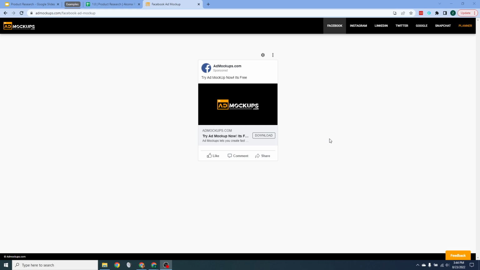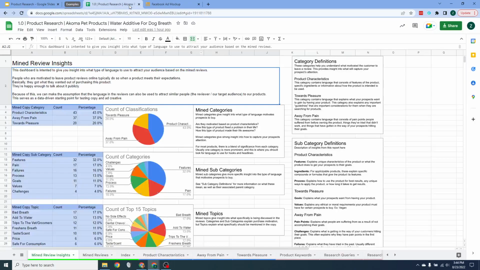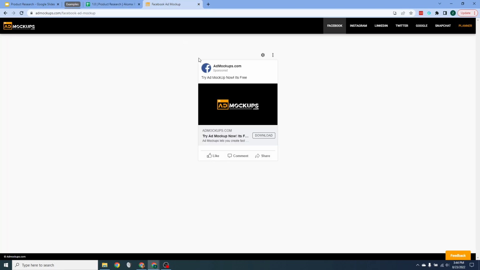So we're gonna start with the product for the dog, the water additive for dog breath, and we're basically gonna use this sheet to come up with some ideas for different ads to test.